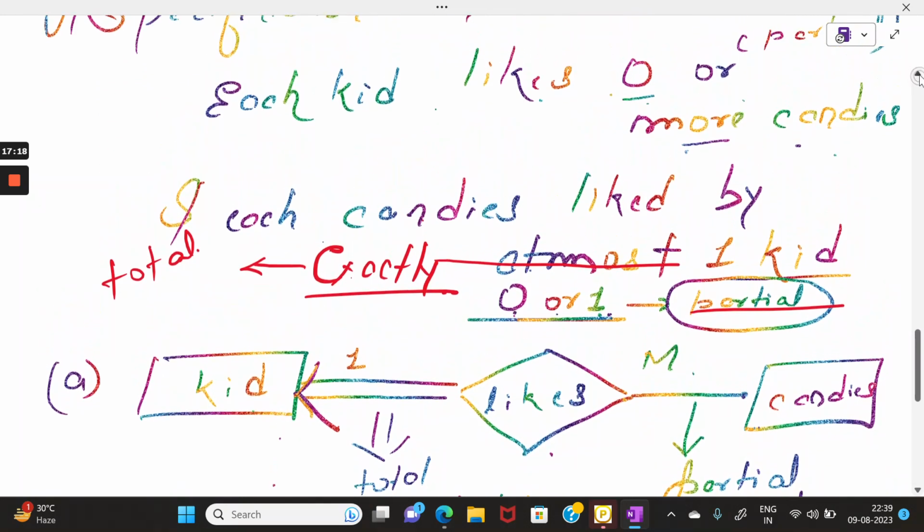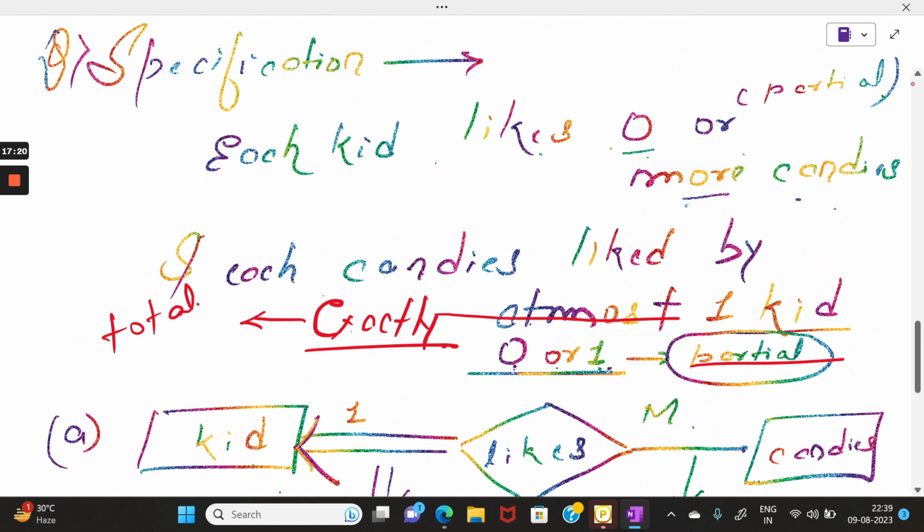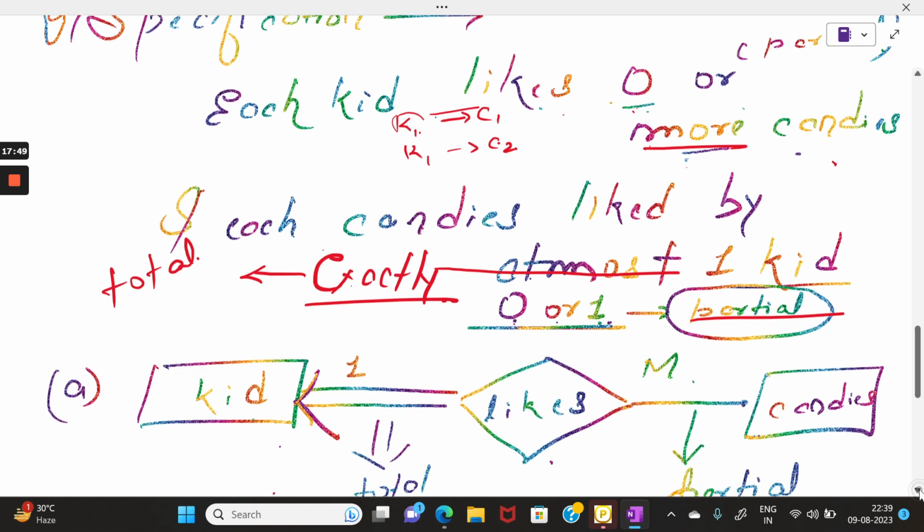Now we have to check for the cardinality. Okay, one to one mapping or many to one mapping or one to m mapping. So each kid likes zero or more candies. Each kid may like zero or more candy. More candies means, for example, if there is a kid K1, K1 can like C1, K1 can like C2 as well. So one kid can like many candies. Okay, so it is 1 is to m.